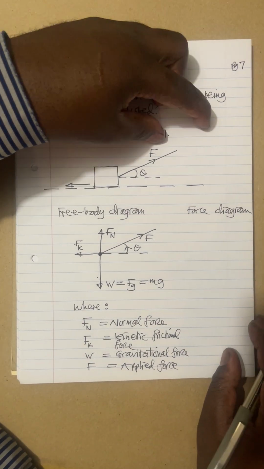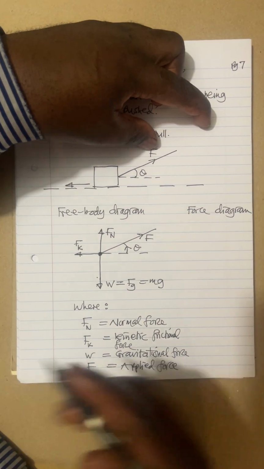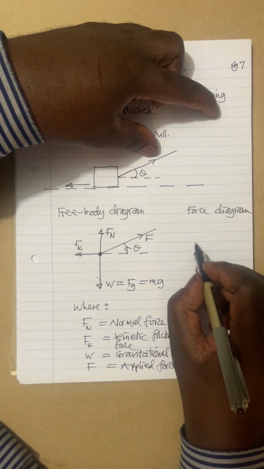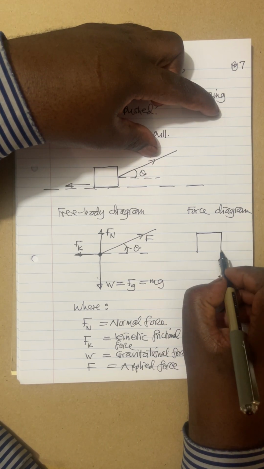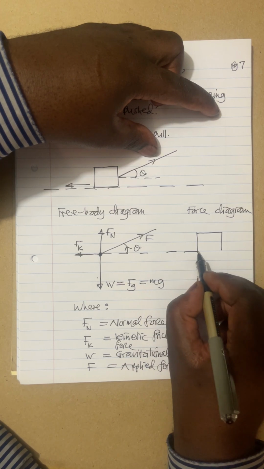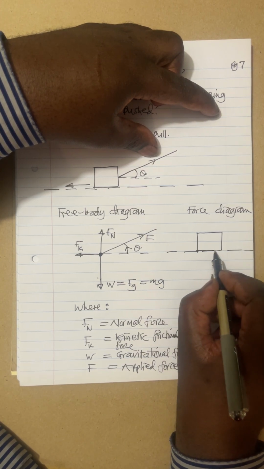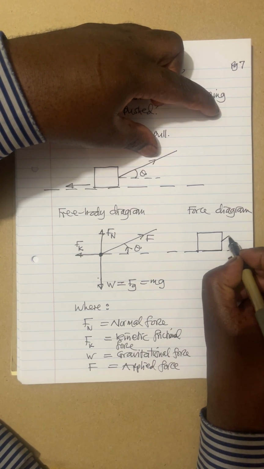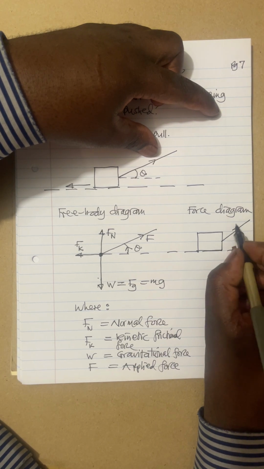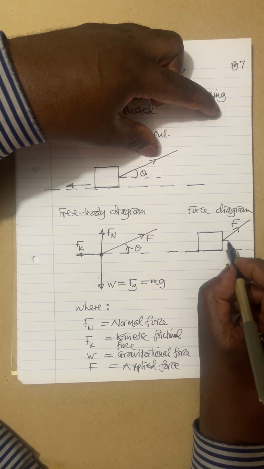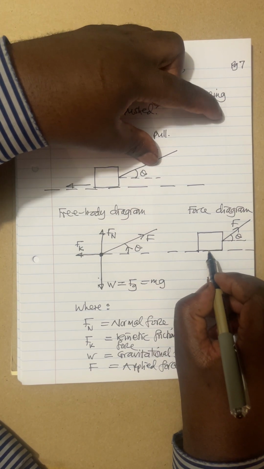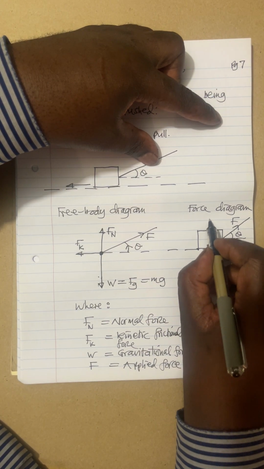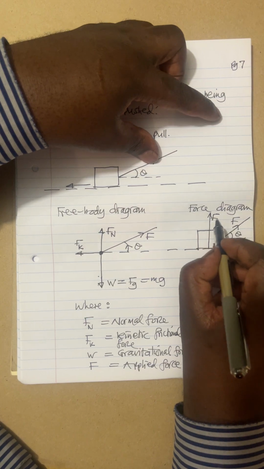So that's a free body diagram. Now let's look at the force diagram. When you're looking at the force diagram, we are going to have a box. Our box is sitting on a surface, and there's a force applied on it, pulling it to the right, which is the applied force. Let's respect the angle theta, and there's a force that the surface exerts on the box. It is in that direction, so that's F normal force.